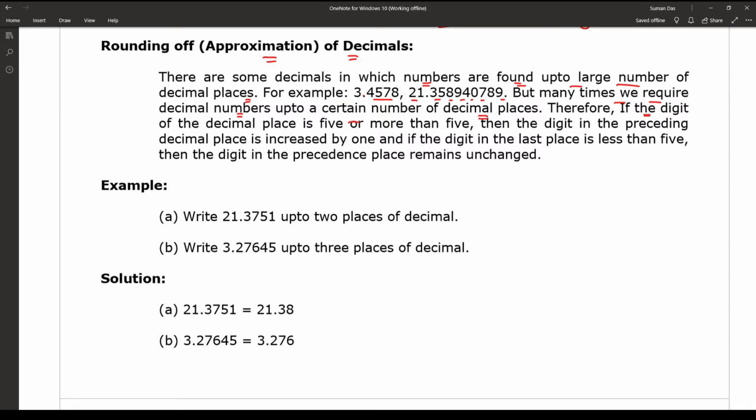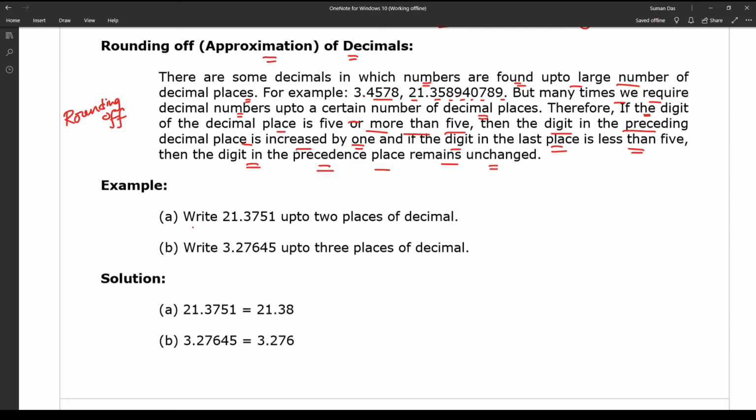Therefore, if the digit in the last decimal place is 5 or more than 5, then the digit in the preceding decimal place is increased by 1. And if the digit in the last place is less than 5, then the digit in the preceding place remains unchanged. That is the rule of rounding off.